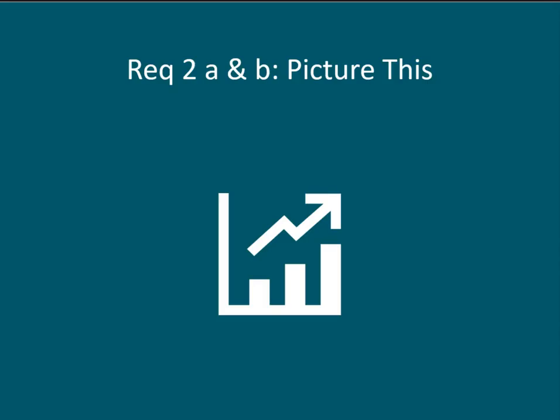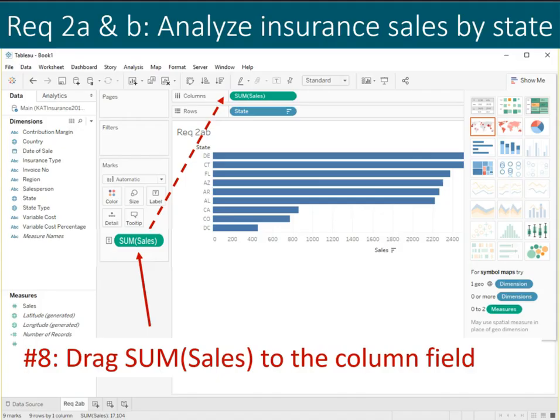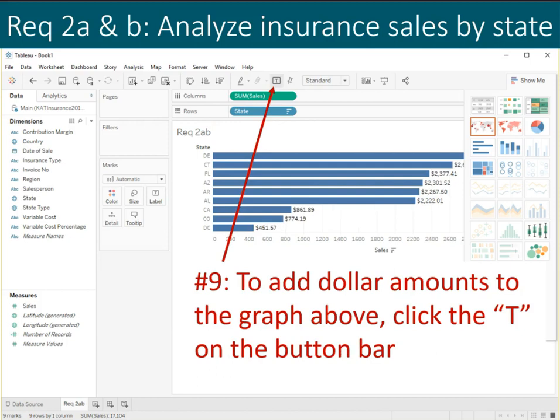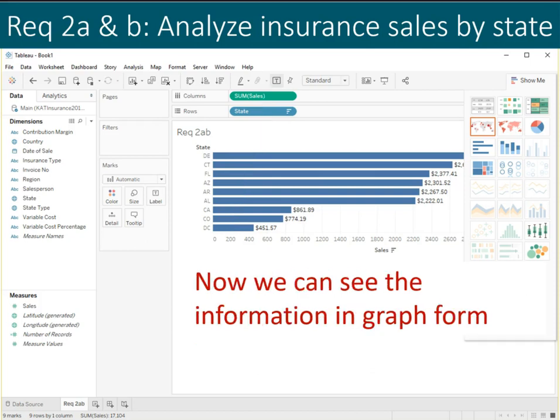By making a graph of the information presented, the data will be easier to interpret. Drag Sum of Sales to the Column field. It will leave the Marks panel. To add dollar amounts to the bar graph, click on the T icon in the toolbar. We now have created a graph of the information that was shown in the table, completing Requirement 2A and B.